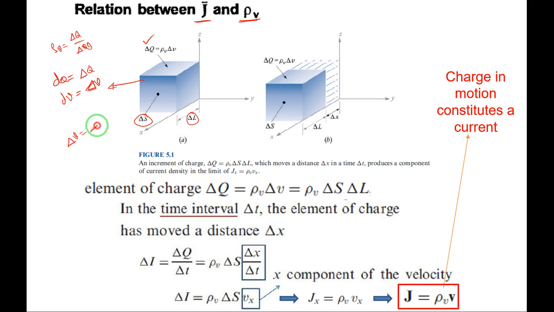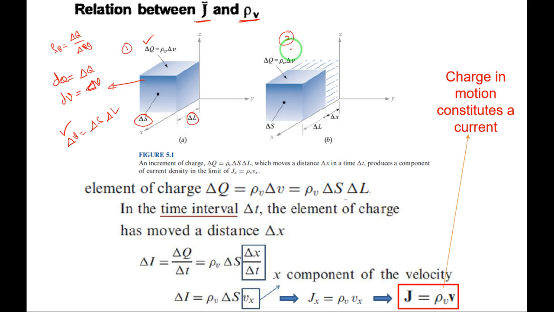Delta V is equal to the differential surface area of the front surface into the differential length delta L. Delta S into delta L will give me the differential volume. I hope you understood this. Okay, then we'll come to the second diagram. First diagram I hope you understood. Then second diagram will come.